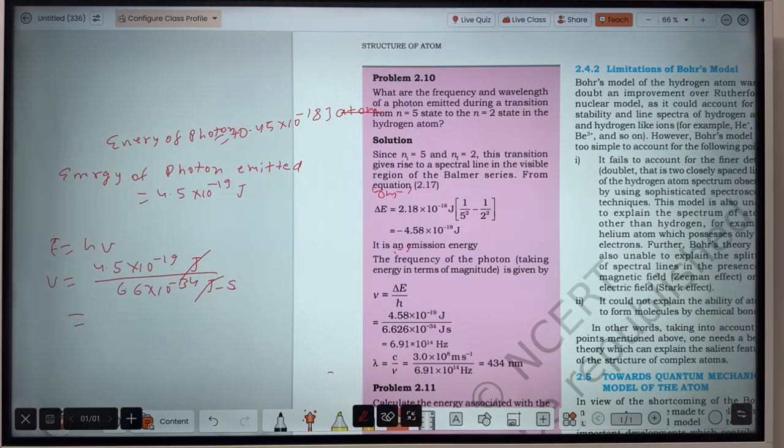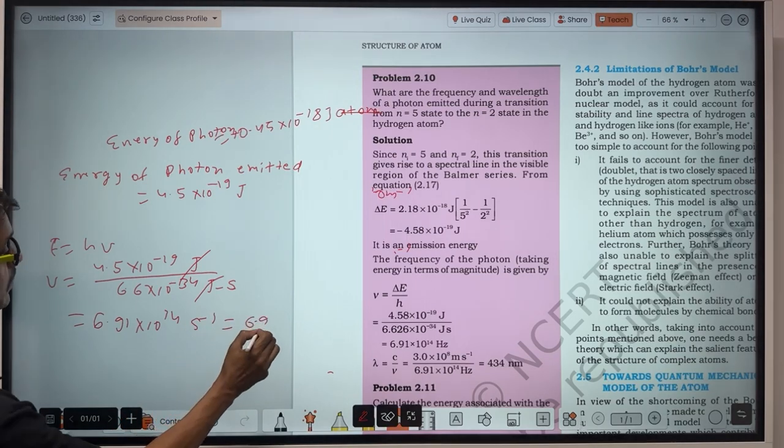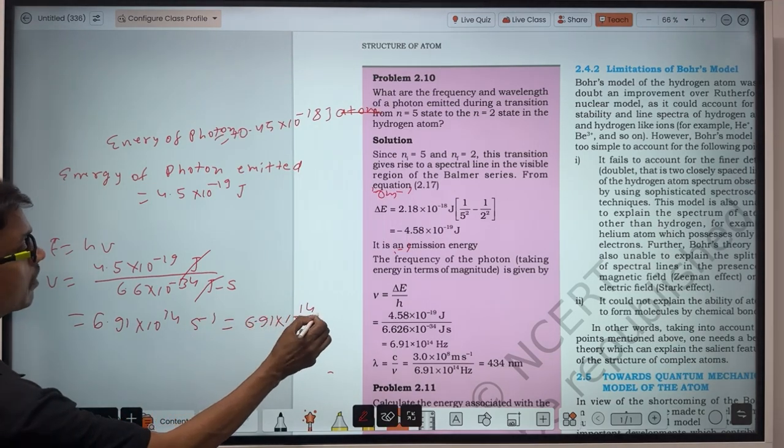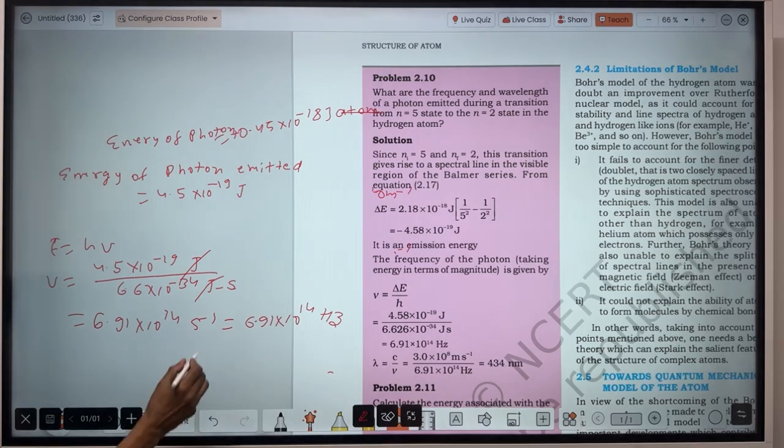That will be 6.91 into 10 power 14, since 10 minus 34 goes above. So that will be 6.91 into 10 power 14 second inverse, or 6.91 into 10 power 14 hertz. That will be the frequency of the photon.